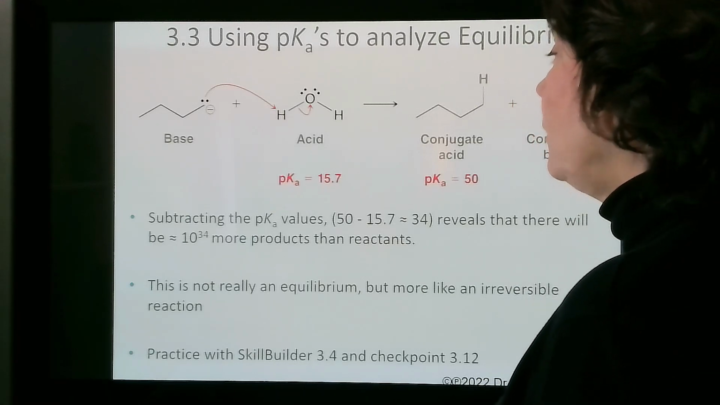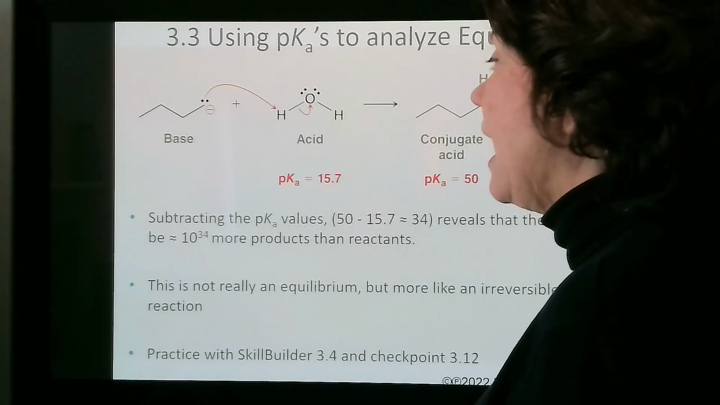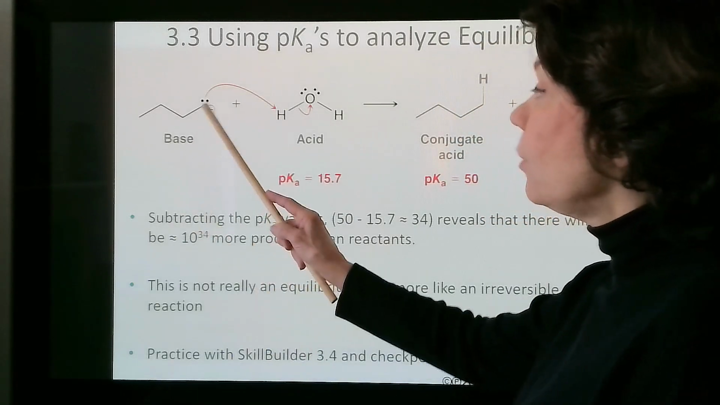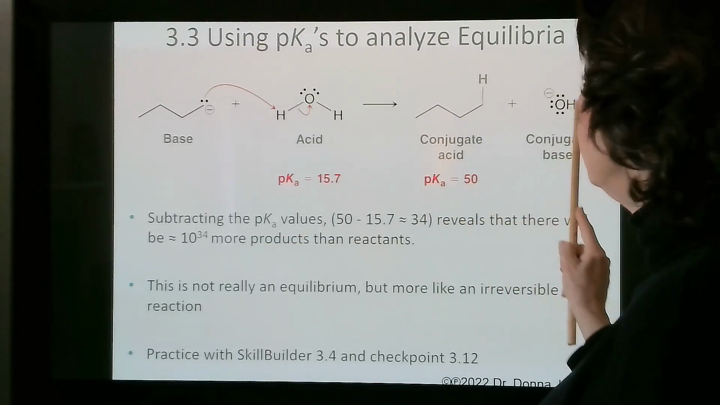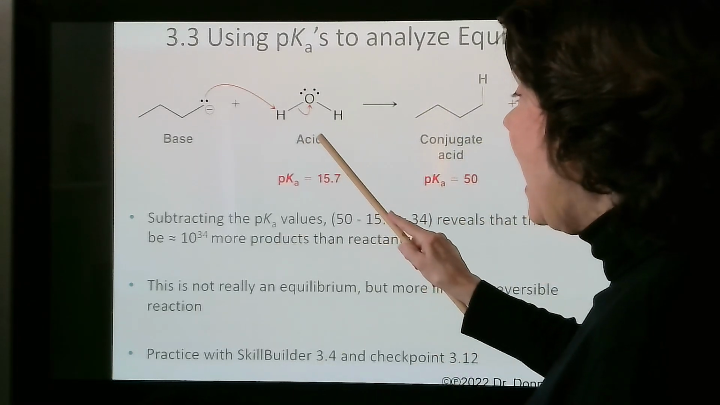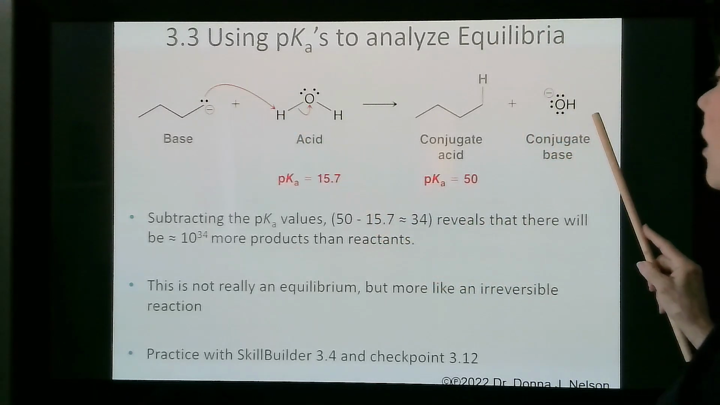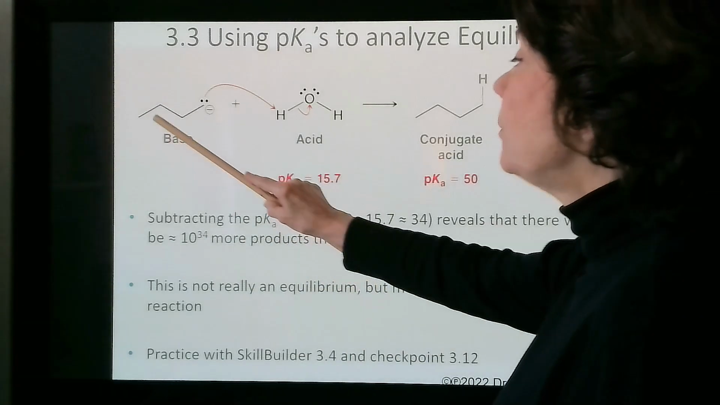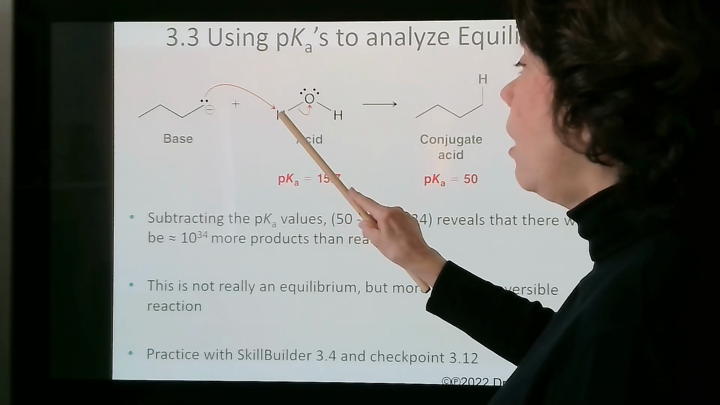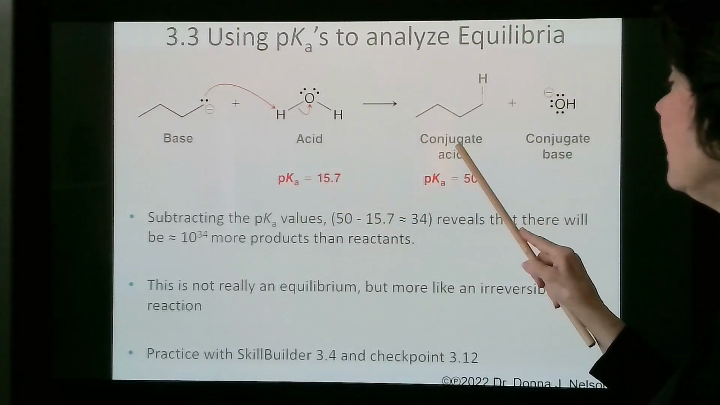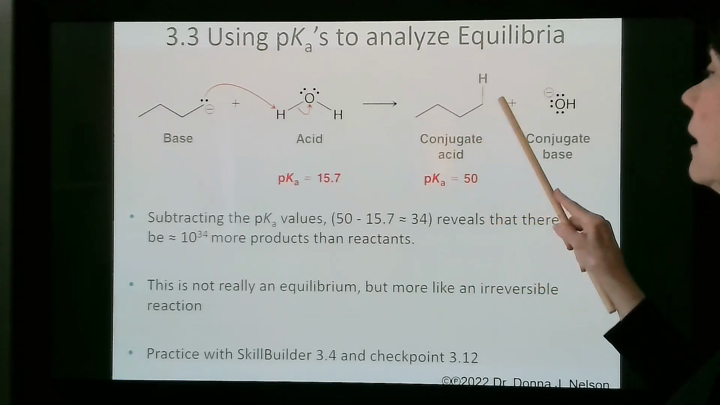Using pKa's to analyze the equilibria some more, this is a very strong base. You know that because its conjugate acid is a very weak acid. So this is going to be a very strong base. So there will be a very strong tendency to deprotonate water, yielding the conjugate base hydroxide. So water here is functioning as an acid, giving up a proton, and its conjugate base is hydroxide. This base is picking up the proton from water, and so it becomes protonated. So its conjugate acid is over here. This has, remember, a pKa of 50, which tells you that this is a very weak acid.